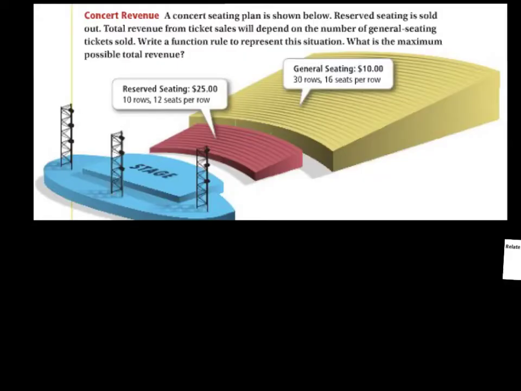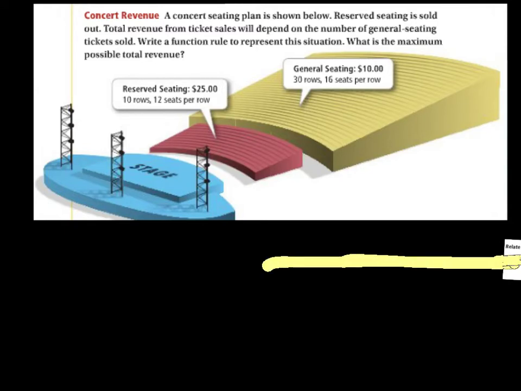Another one is concert revenue. This is a true thing. Many of you have probably been to a concert. There's general seating and then reserved seating. And obviously it's more expensive for reserved seating because it's closer to the stage and there's less of them. So what we're going to do is write a function rule off of this.